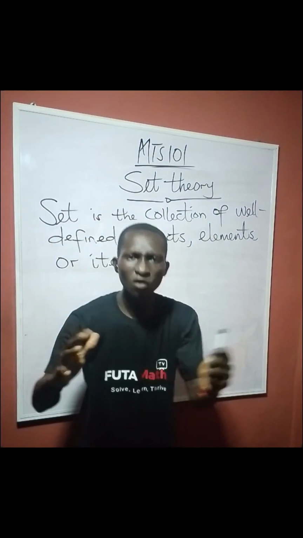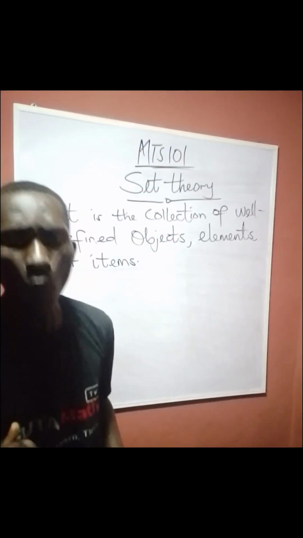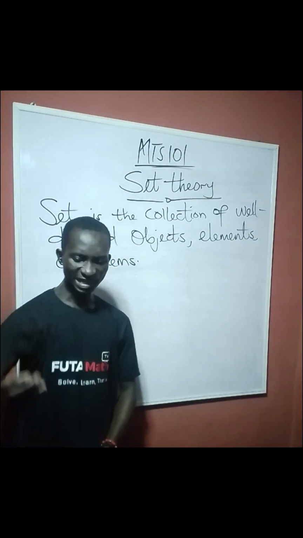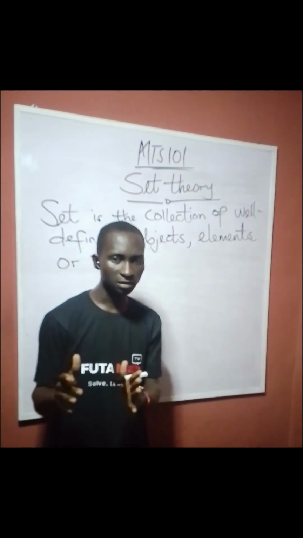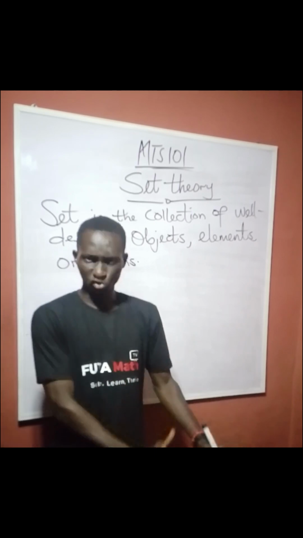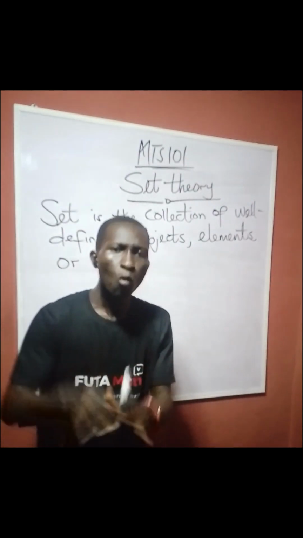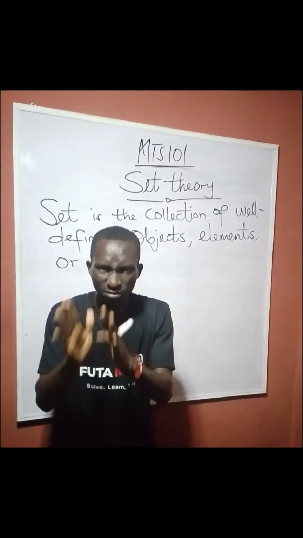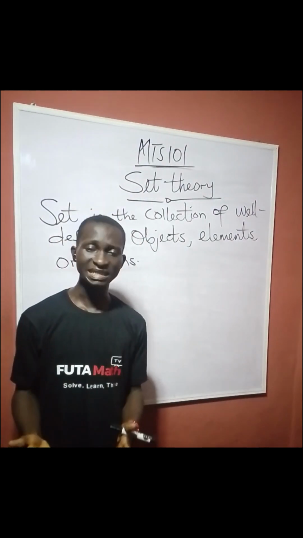Collection of well-defined or well-related. Yes, we can use that. What do we mean by well-defined or well-related? When we say well-defined, that is things having the same characteristics, things that belong to the same family. For instance, 100 level student is a set, 200 level student is a set. Why do I call them a set? Because for you to be a 100 level student, some characteristics call you a part 1 student.